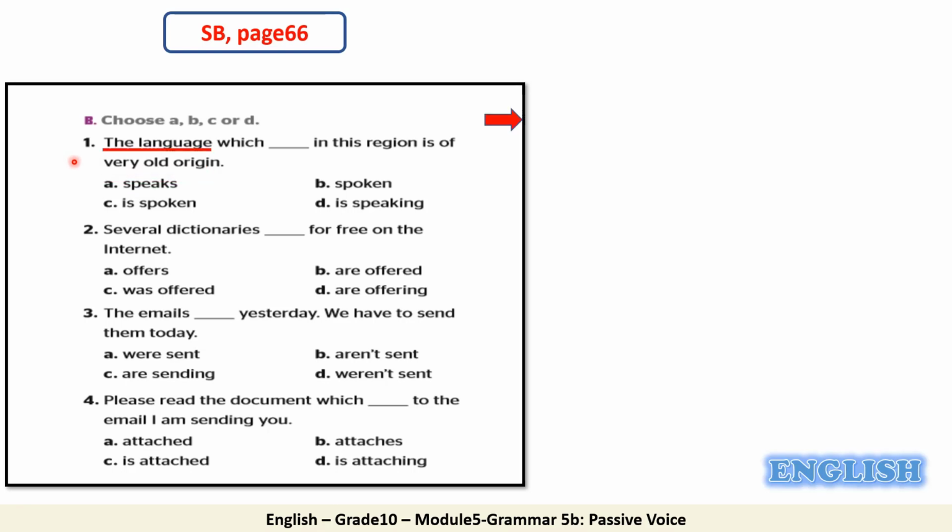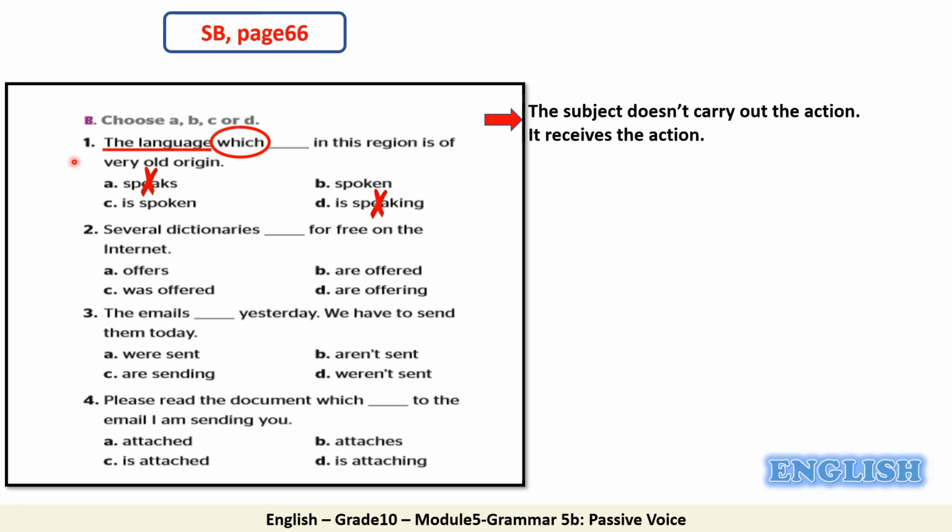So the subject in this sentence doesn't carry out the action, it receives the action. That's why I have to remove the verbs in active form like speaks and is speaking. Also, notice the use of the relative pronoun which, that implies the use of the passive voice in its full form, to be plus past participle. That's why I have to remove spoken, the past participle only. And the only correct answer here is spoken.